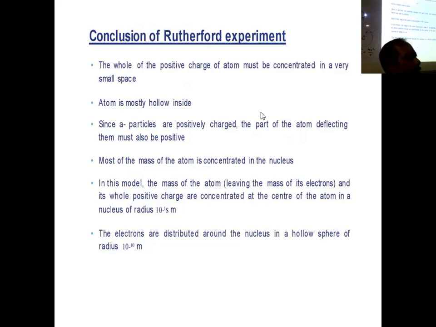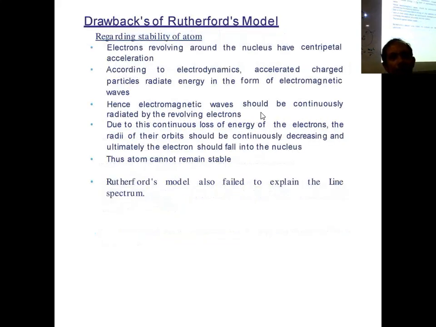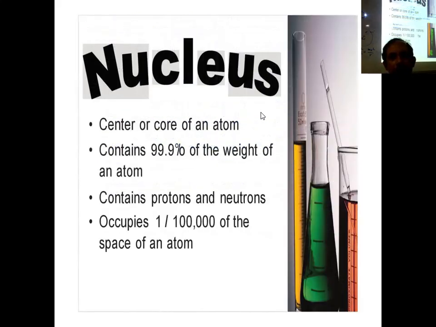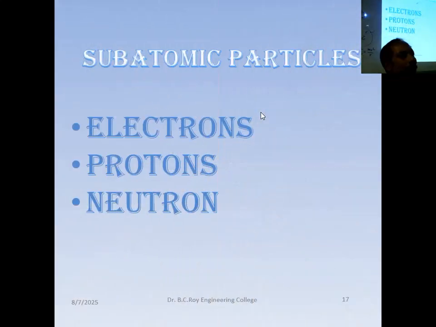These are the conclusions of the Rutherford experiment. Now there are the drawbacks of the Rutherford model, as I discussed already. These are the things you can go through. These are the points. The Rutherford model could not explain a lot of things. That's why further modification of the model was required, and it will be the Bohr model.